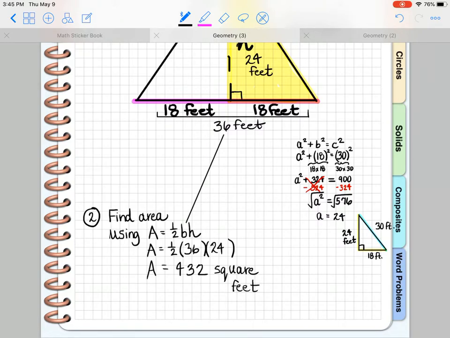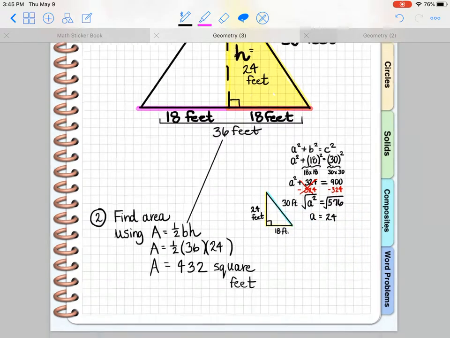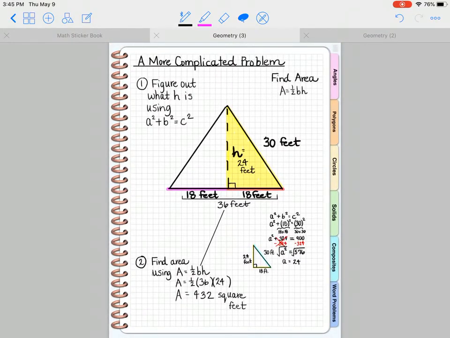And that, my friends, is a tough problem. This is the kind of thing that you would see on an exam, on a college entrance exam. It is a tough problem. But first you have to use the Pythagorean theorem to figure out the height, and then from there you can figure out the area of your problem.